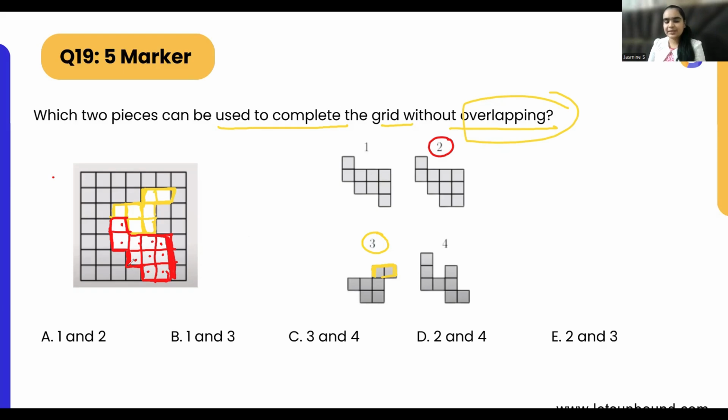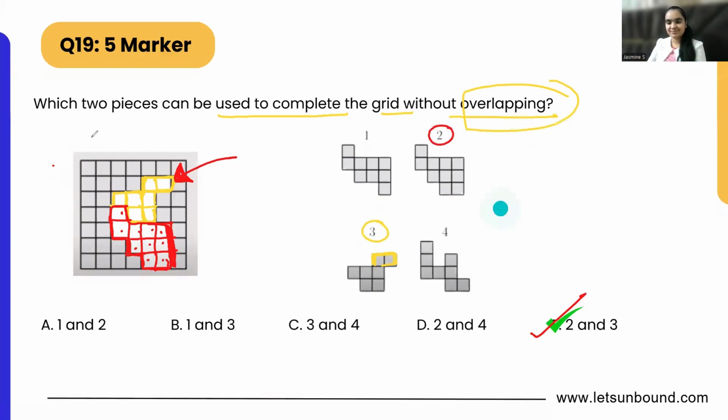Okay? So in these types of questions, they will give you a hint. So you can start from that specific part which is very much clear and you can see in the options as well, and complete the rest of the figure to get your answer. So we got the answer from here. That means we will use piece number 2 and 3 to complete the grid. That is option E. Okay? I hope it was easy.